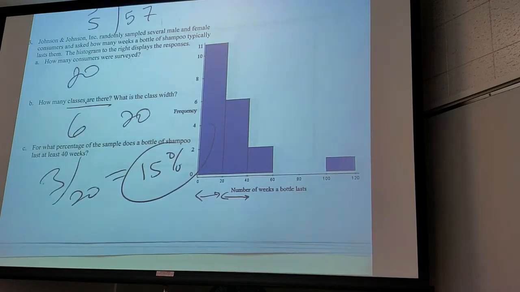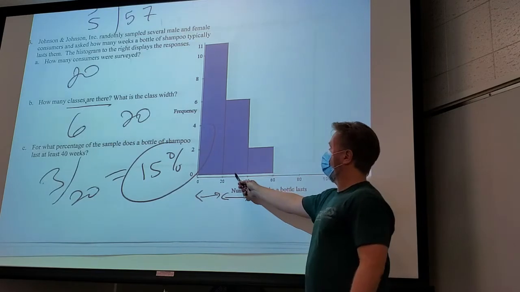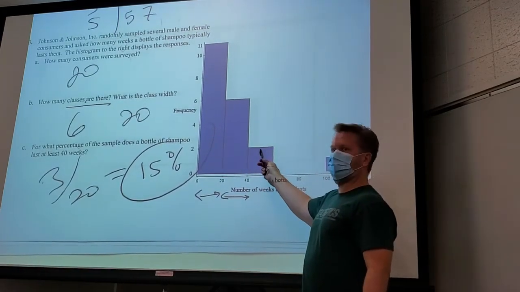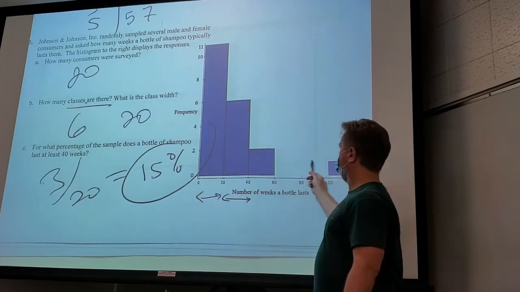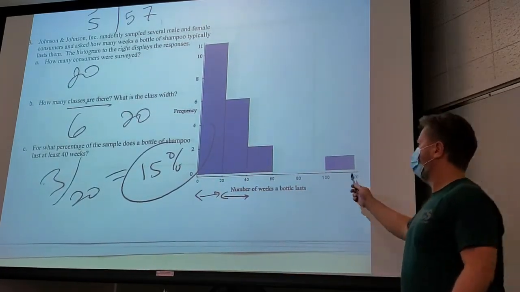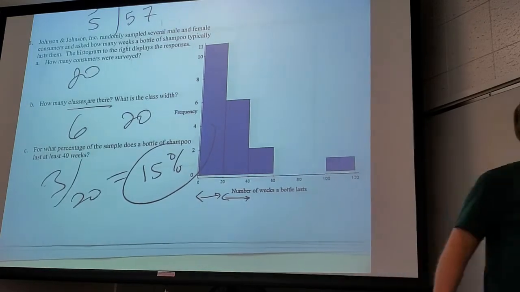Really quick, probably stupid question, but how did you get 20 customers were surveyed again? How many in that first class? 11. How many in the second class? 6? That's 17 so far. Okay. 2 more, 19. 1 more, 20. Okay, I like it. I like that. All right.